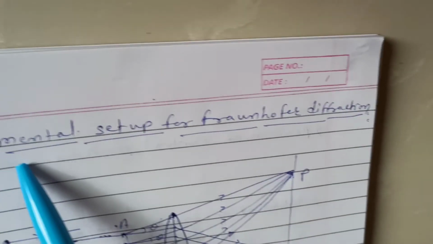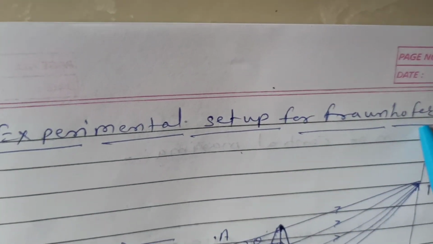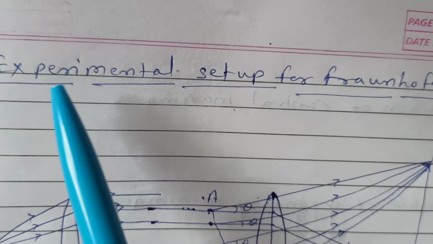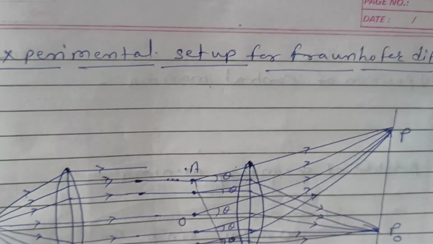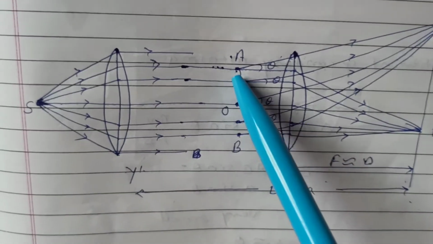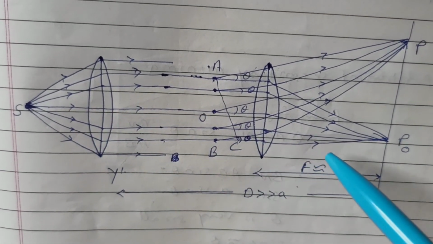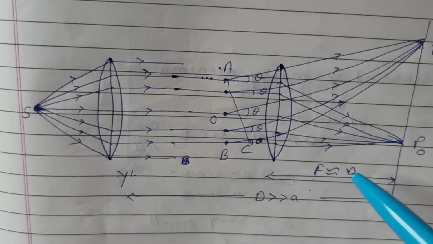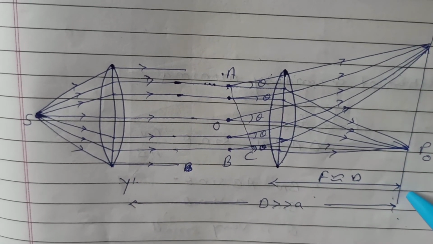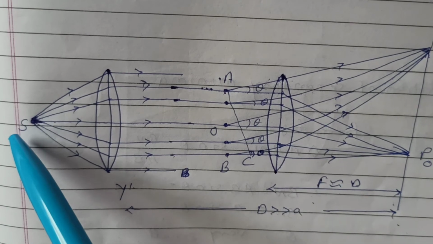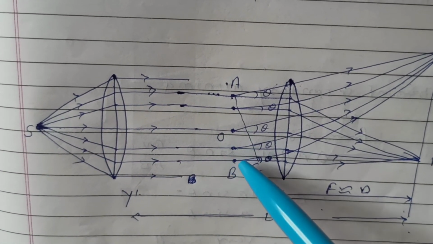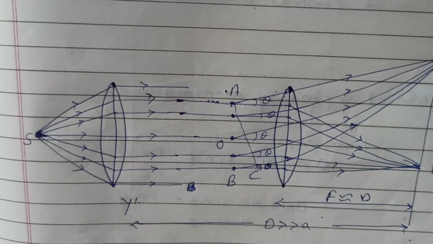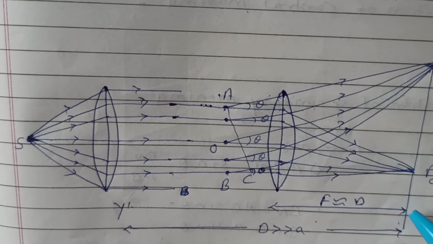Next, we will discuss the experimental setup for Fraunhofer diffraction. Look at this figure. This is the experimental setup for Fraunhofer diffraction. Here this is the screen, this is the lens, and S is the source of light. These are the rays which are incident on the slit and which are diffracted, and we get the result on the screen.